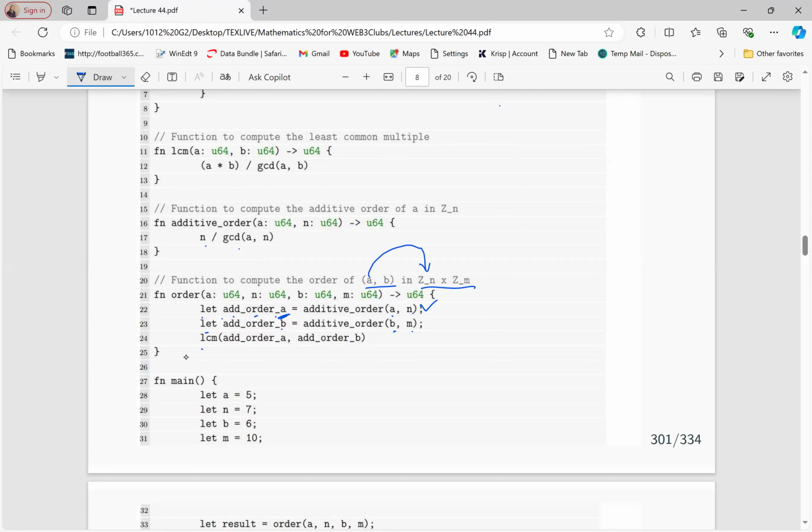Then the LCM of the two gives you the order, and of course, that is what you already explained. So initially, it finds the order. Of course, these results are coming from above. So the order of A mod N, and then the order of B mod M, then the LCM of those two gives you the order.